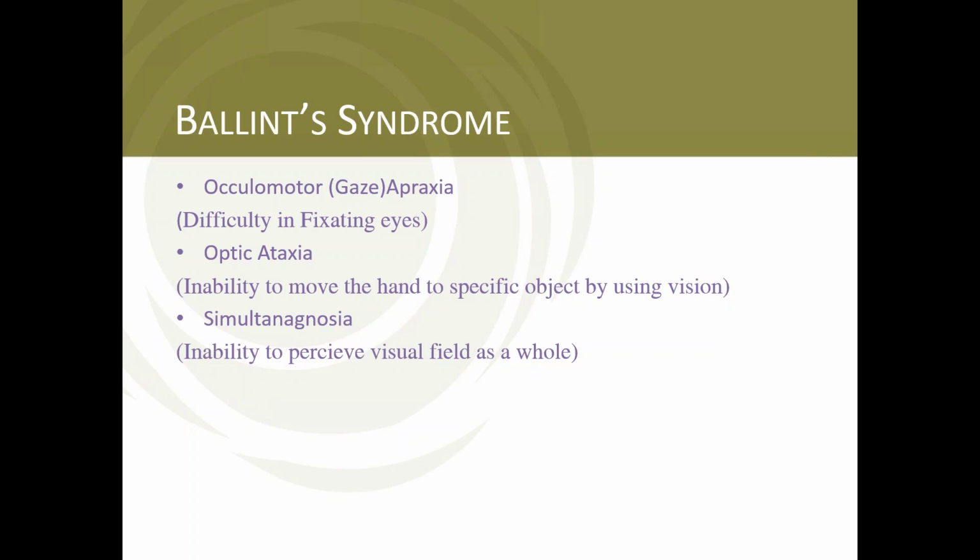So optic ataxia is the second, and then the last one is called simultanagnosia. Simultanagnosia is basically simultaneous agnosia. If you break it down, that's a nice way of having Latin words in the medical field that you can actually break down and understand so clearly that it's not hard to understand. Simultaneous means multiple together, multitasking, agnosia.